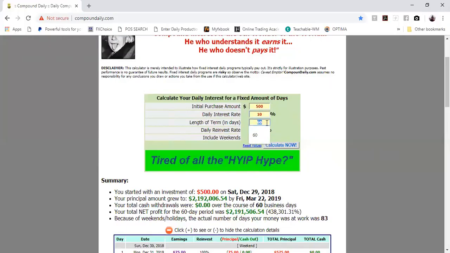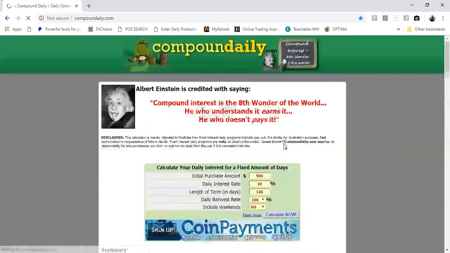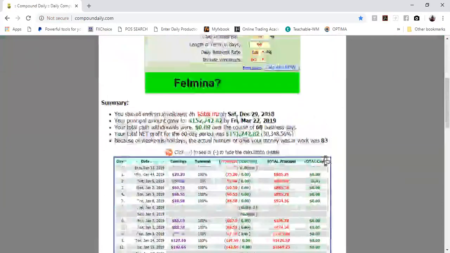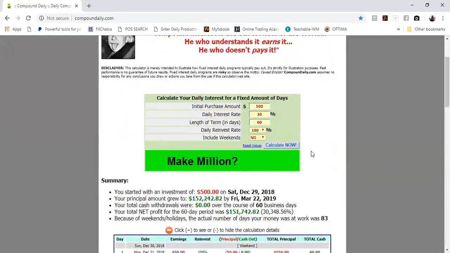Let's do 120. If you mess with this thing, guys, you're gonna realize the power. Look at that. 6 months, 10% a day, 500. This is 46.3 mil. That's insane. Let's split that down to 3 months, 10% a day, 152. Guys, this is easy to do. I'm not gonna lie. I'm not gonna sit here and blow smoke. This is easy to do.